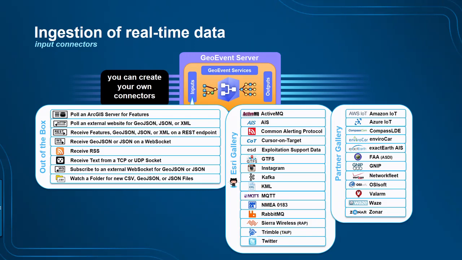In addition to these connectors, we also have connectors on Partner Gallery, which are developed to meet specific requirements. So let's say if you want to bring data from your IoT devices, like Azure IoT or maybe Amazon IoT, or maybe if you are interested in AIS data, we have the Exact Earth connector. If you are interested in bringing the SCADA data, we have the OSIsoft and the Voalte connector. If you are part of the Connected Citizens program from Waze, you can bring the Waze data feed for your city into ArcGIS through GeoEvent. We also have connectors for in-vehicle GPS devices like EnviroCar, Zonar, and CompassCom.